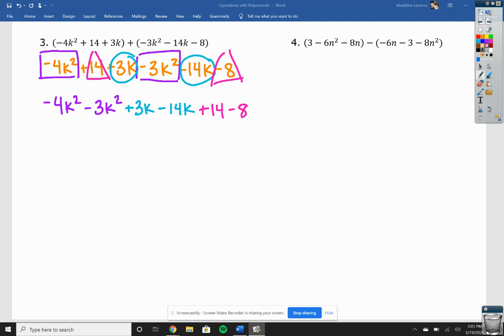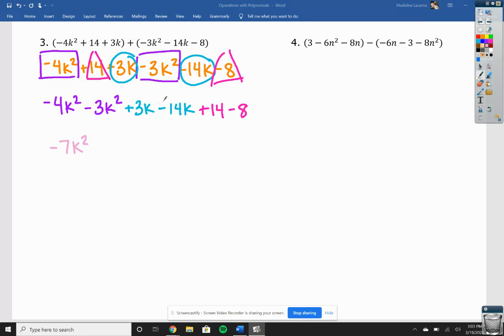Now all we're going to have to do is combine our like terms to get our answer. So negative 4k squared minus 3k squared. We're just combining these two. They're both a negative, which means our final answer is going to be a negative. Then the 4 plus the 3 is 7. The k squared will stay a k squared. Remember not to add your exponents.